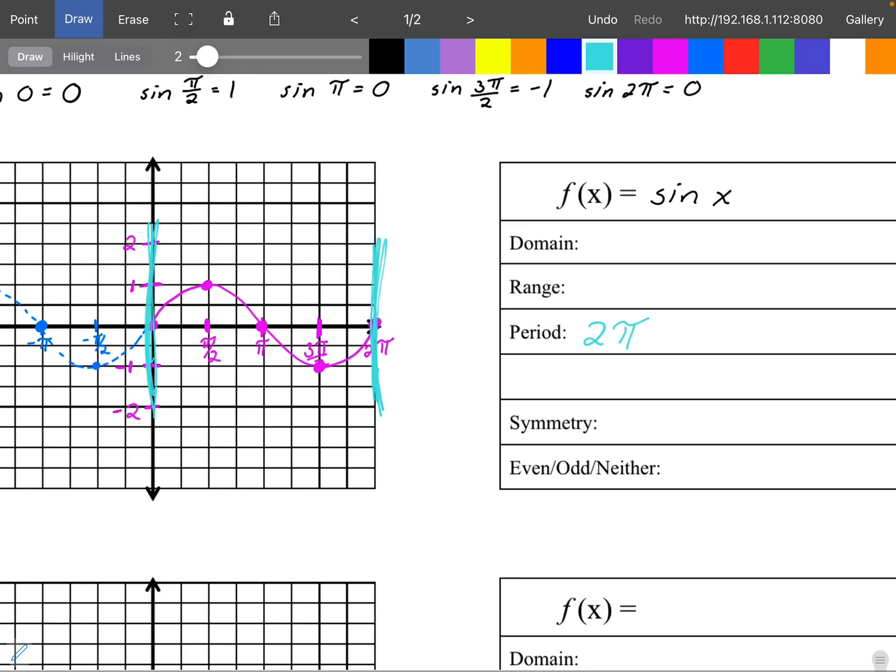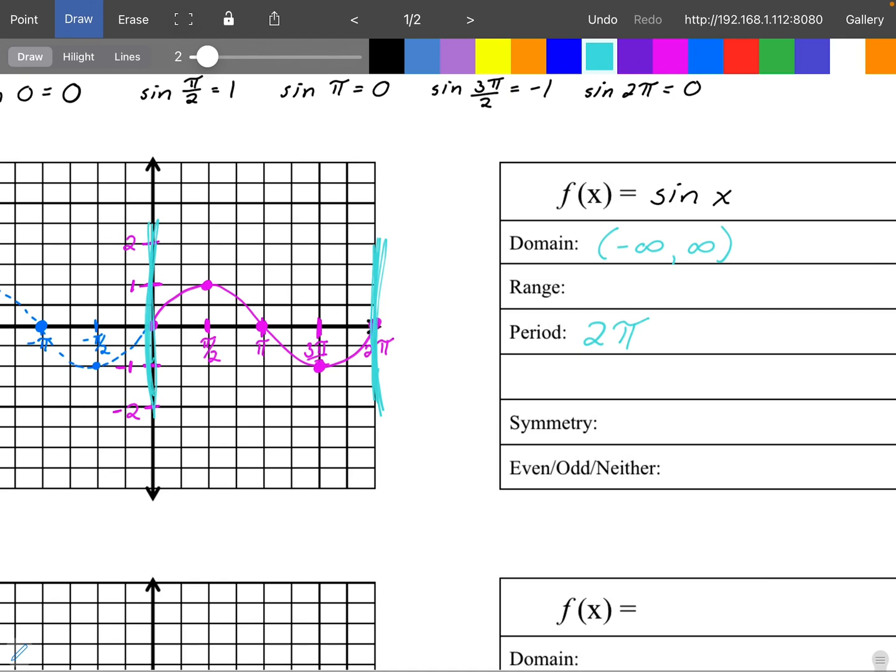So that's our period. Now our domain, as we know, we can go positive or negative, rotate forever, as many times as we want, as long as we want. Therefore, our domain is going to be -infinity to +infinity. So I can keep going and going in either direction.